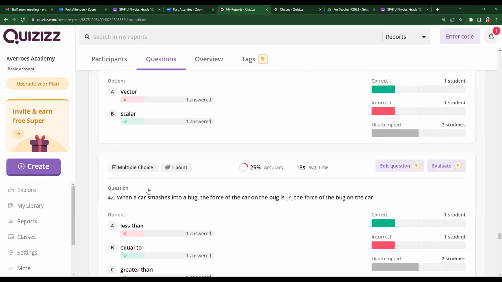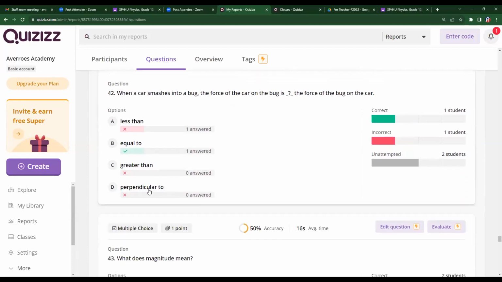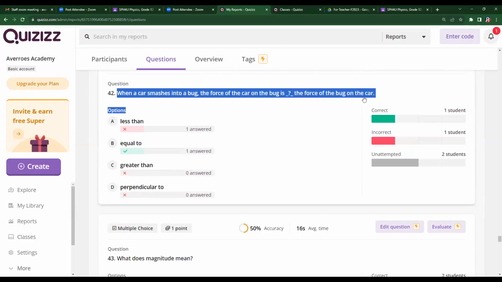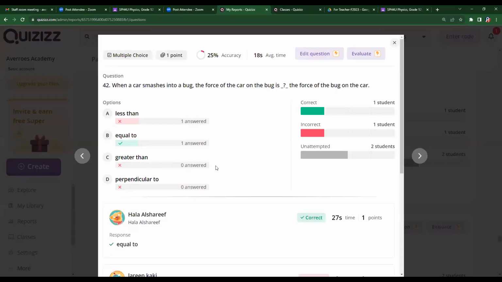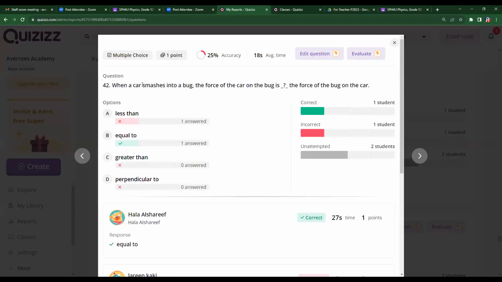When car smashes into a bug, the force of the car on the bug is equal to force of the bug on the car. Okay, do you remember which Newton's law we are using in this case? Okay, so check which Newton's law we are using here. Is it Newton's law number 1, number 2, or number 3?